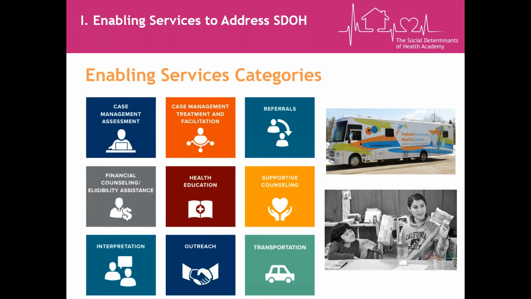Different types of enabling services categories include case management and assessment, case management for treatment and facilitation through referrals, financial counseling, eligibility assistance for insurance or Medicaid eligibility, for example, or other benefits like SNAP, health education, supportive counseling, interpretation and language services, outreach and transportation, which is what we assist health centers with a lot at Health Outreach Partners.